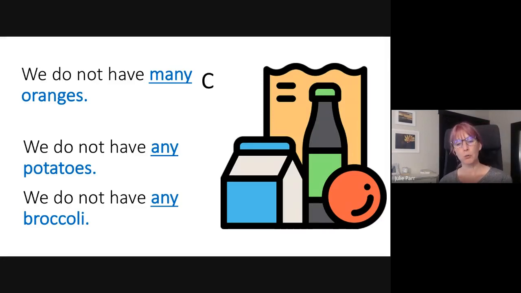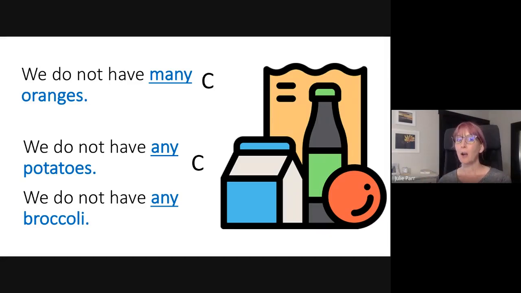Oranges are countable. And there is one orange. I cannot say there are no oranges. There is one orange. But we do not have many oranges. Remember, many means more than one. We do not have more than one orange. We do not have many oranges.